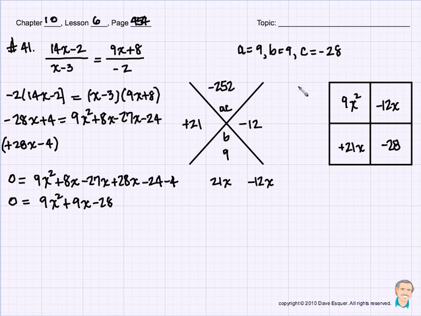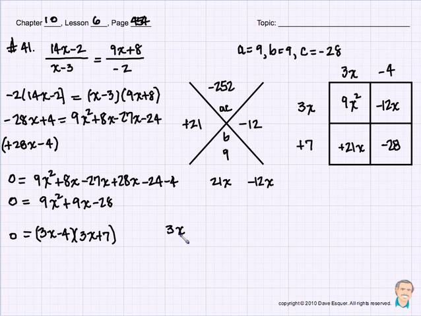So we placed everything in the box. 9x squared and minus 12x have in common a 3x, which gives us a 3x, which gives us a minus 4, which gives us a plus 7, and our final check of plus 7 times a minus 4 gives us that negative 28 area that we need. So our factors turn out to be 3x minus 4 times 3x plus 7, which equals 0.